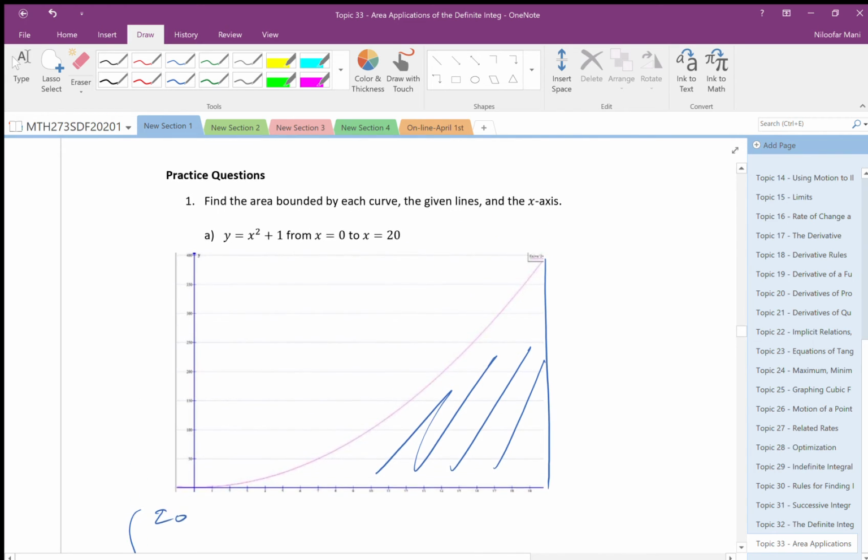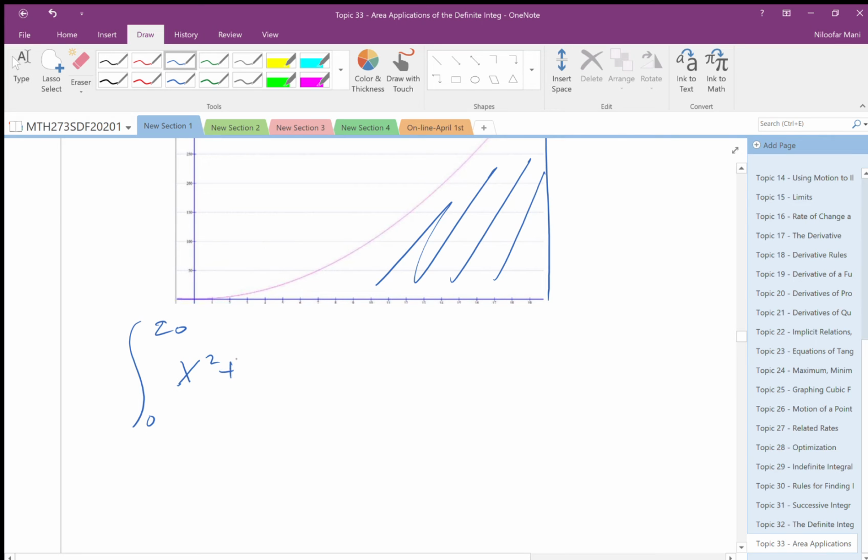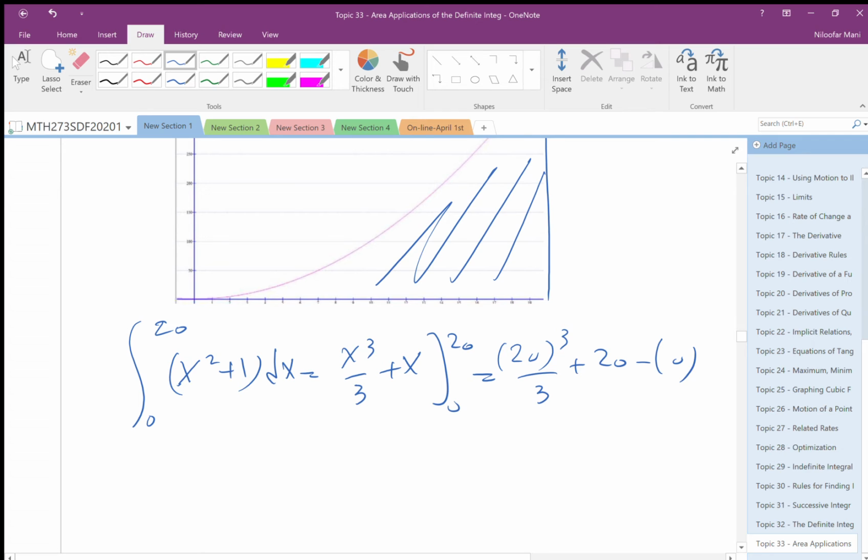What is the function? x squared plus 1 dx, which is x cubed divided by 3 plus x from 0 to 20. That's 20 cubed divided by 3 plus 20, minus 0, so minus 0 plus 0, which is just 0. Okay, so what is the answer? 20 times 20 times 20, so 20 cubed divided by 3, plus 20. Maybe I can just write it.